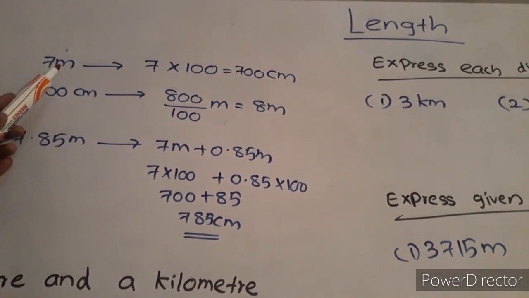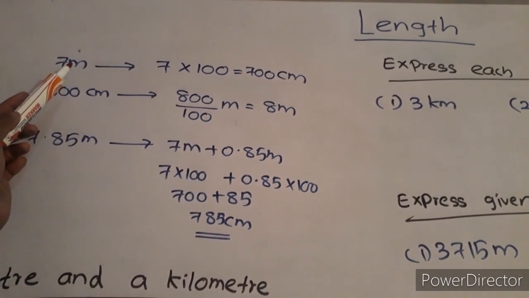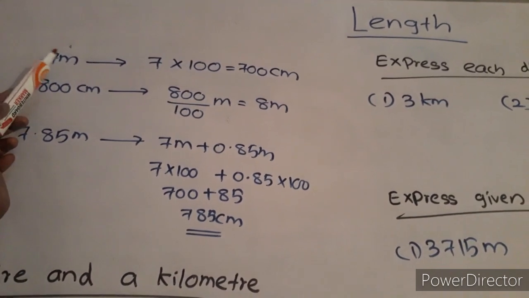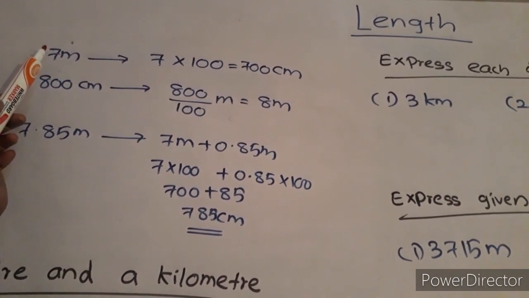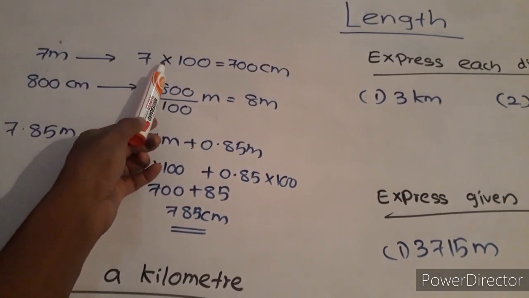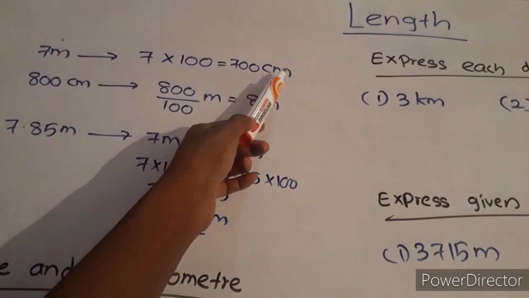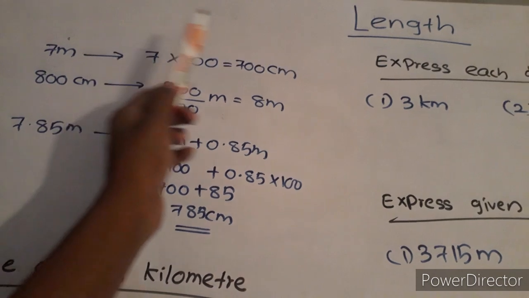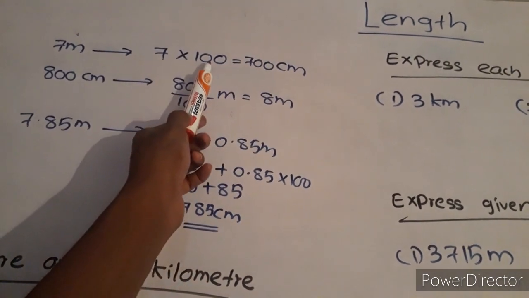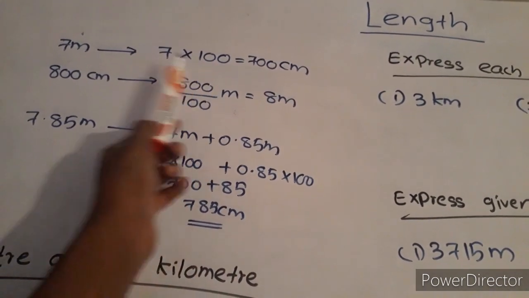7 meters, we have to convert into centimeters. What we have to do? Multiply this 7 by 100. So it becomes 7 multiplied by 100. It becomes 700 centimeters. To convert meters into centimeters, we have to multiply by 100.